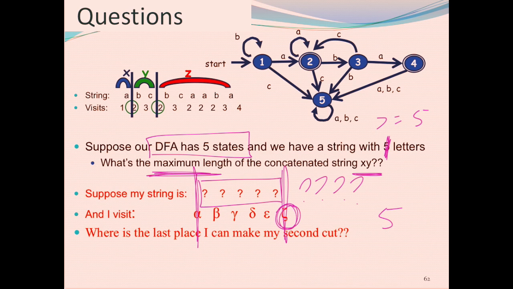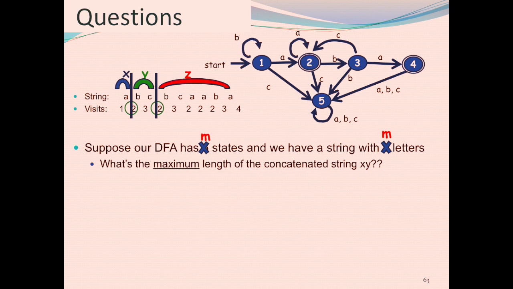Right? Because in this case, the X part doesn't have anything in it, right? So the X part equals lambda, the Y part equals all these question marks, and the Z part is everything else. But when I say how long is the X and Y, well, 0 plus 1, 2, 3, 4, 5. It's 5 characters long.